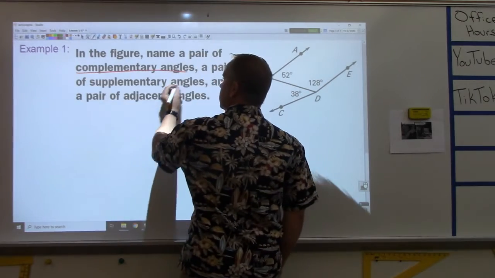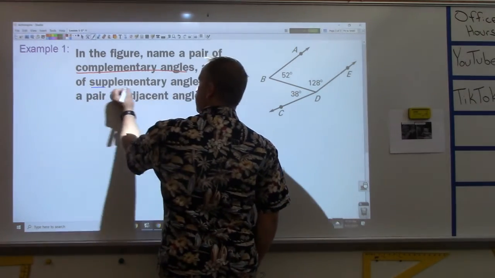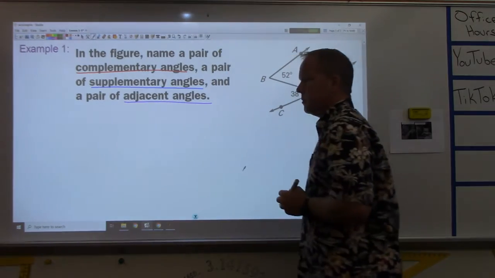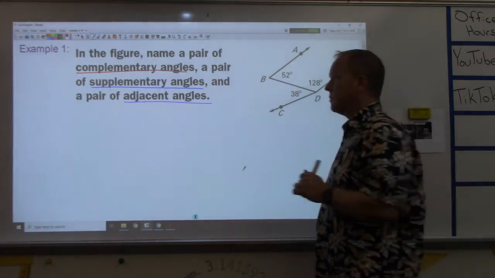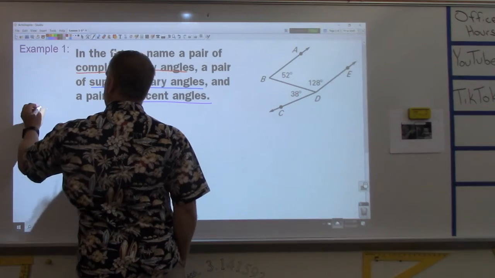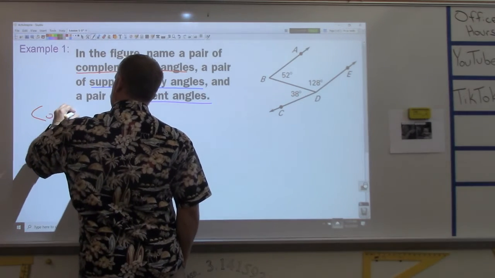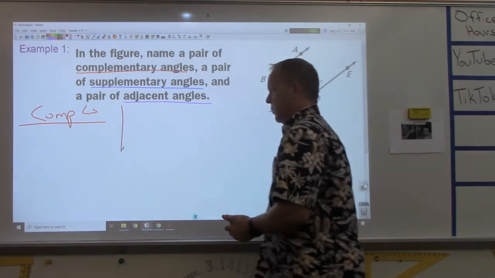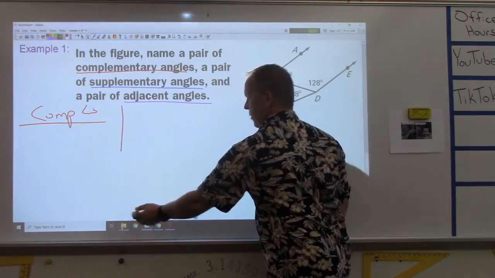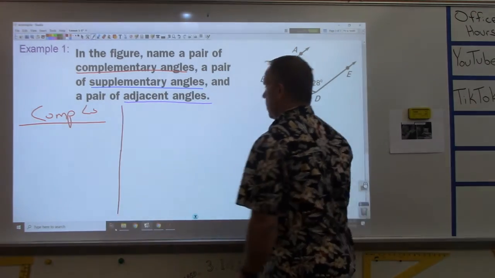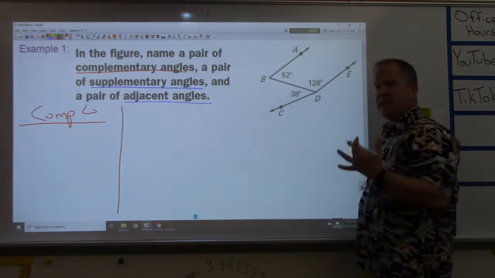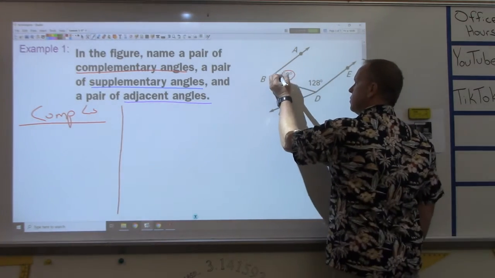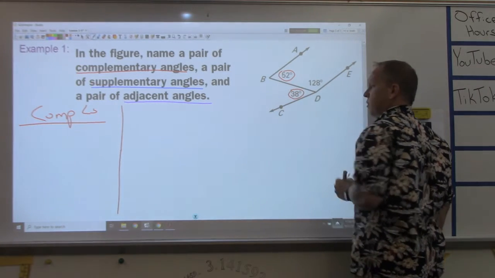Example 1, I got this weird looking figure over here, but simply they want me to find the complementary angles, supplementary angles, and adjacent angles. So I'm going to do just that. I'm going to start off at the very beginning with complementary angles. I'm going to look at that diagram, and since there are some measurements up there, I'm going to ask myself, are there any numbers here that add to 90 degrees? In fact, there is. 52 plus 38 is 90 degrees.